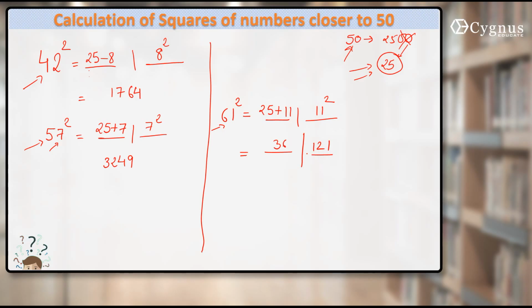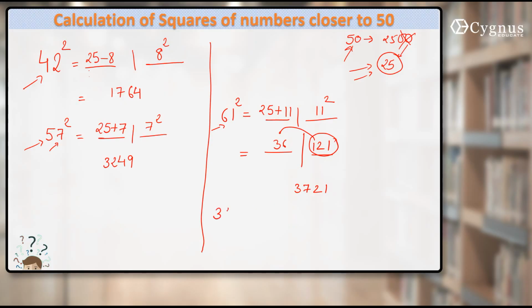But I told you that the second part of the answer should be of two digits only. And 121 is a three-digit number. So you'll only write 21 here. This 1 will be carried forward here. When you carry forward 1 here, this 1 will make this 36 equal to how much? 37. So the answer becomes 3721.